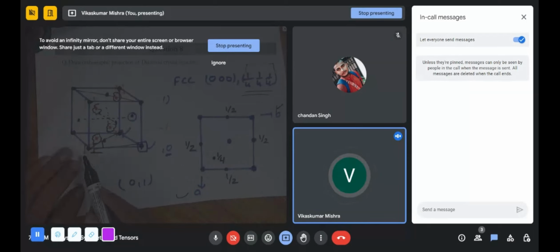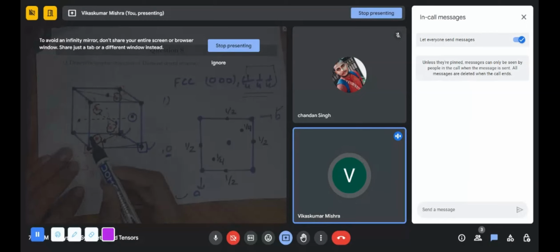Similarly, we can write for this particular point also, that is over here. In front of this particular point, it is at 1 by 4, 1 by 4, and 1 by 4. So from here we can go 1 by 4, 1 by 4. The point will lie somewhere over here, and in the z direction, it is at a distance of 1 by 4. So we have to specify it.